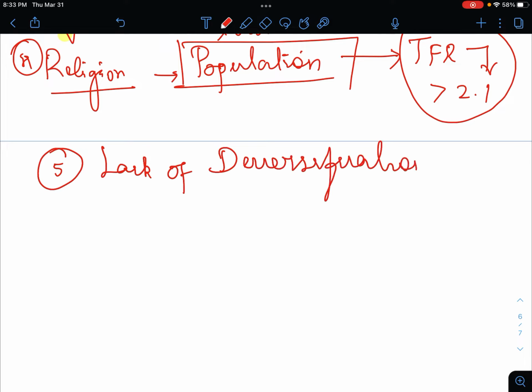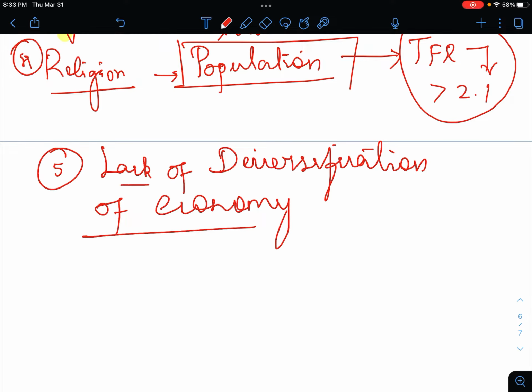Lack of diversification of economy. Even if you have good economic development in times of prospects, whenever there is any disruption to your economy, everything will fall down unless you diversify it. The best case study that you can give here is Venezuela.